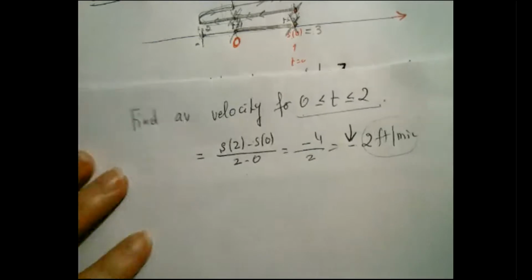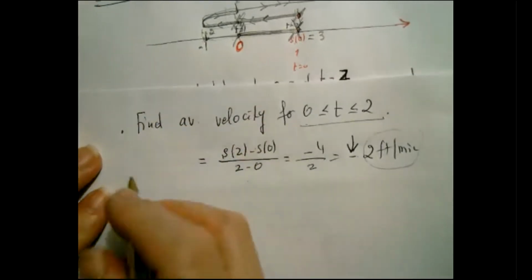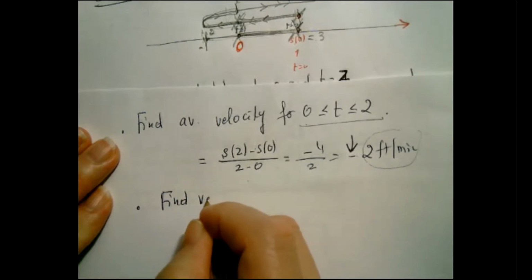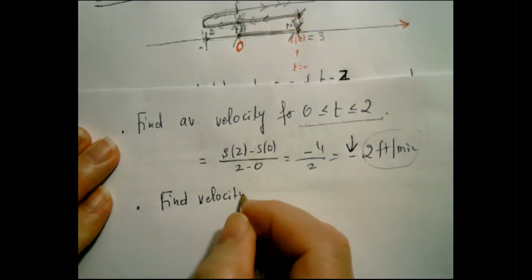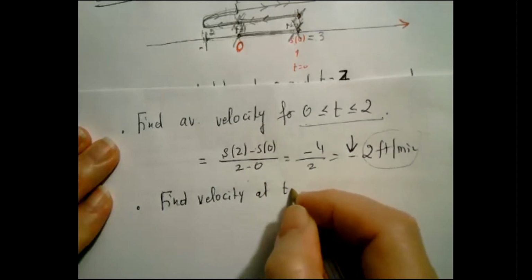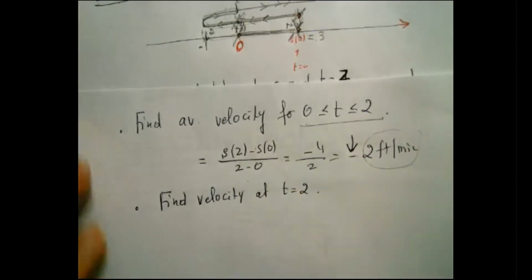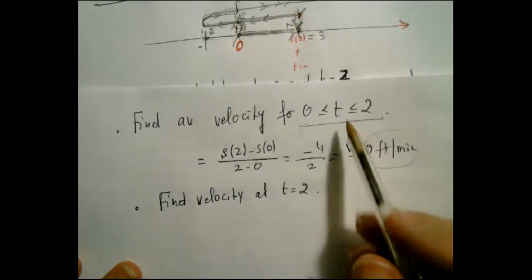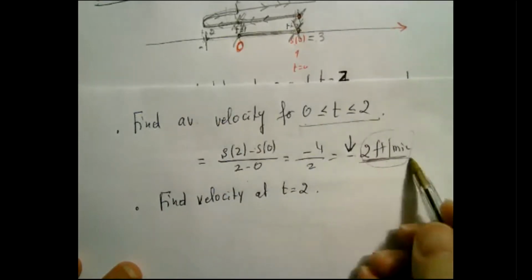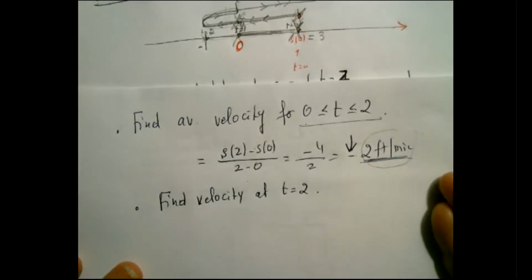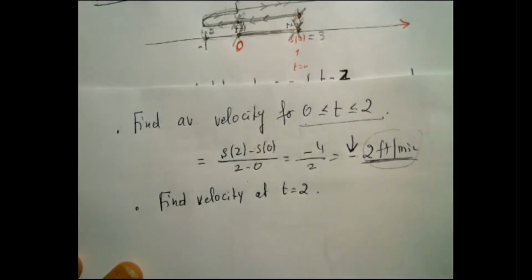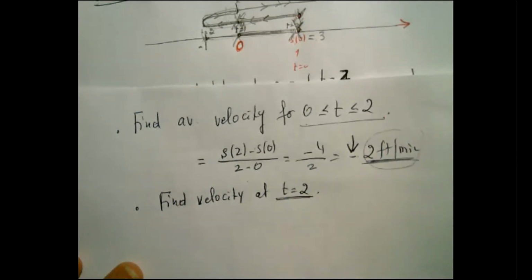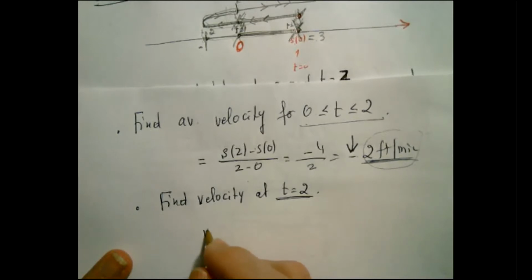Okay. Now, question number 3 is find the velocity at t equal to 2. Now the question totally changed. Find the velocity at t equal to 2. Not the average velocity. It means we know that the velocity is changing. So between 0 and 2, it averaged 2 feet per minute. But the velocity is actually changing. When you take an object and the object is moving, the velocity changes. Now I want the exact velocity at t equal to 2. So let us see what's the velocity.